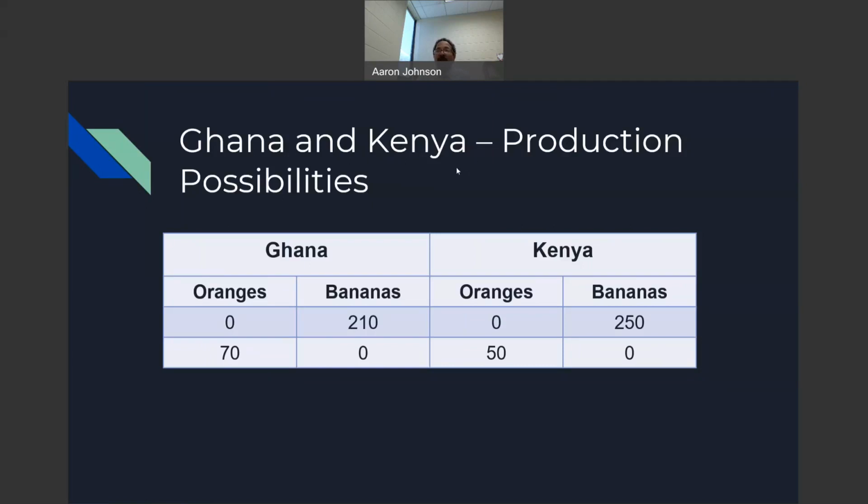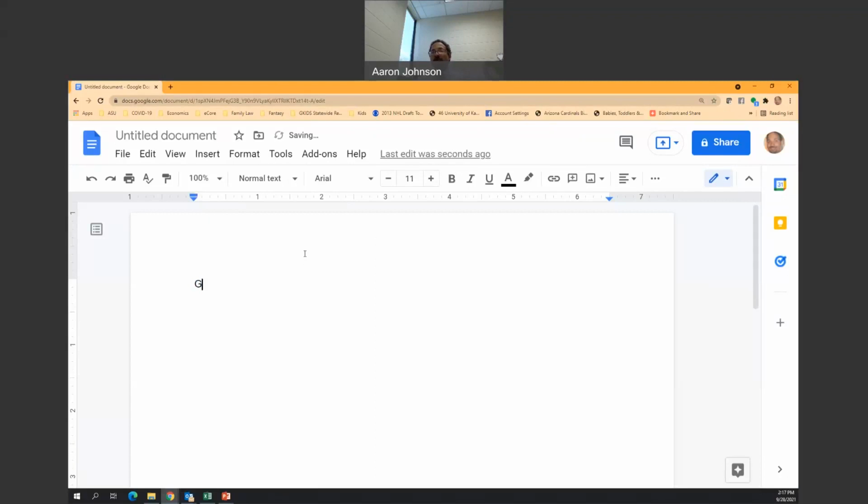What we want to do here is figure out comparative advantage. I'm going to start with Ghana, and with oranges first. From the table, we know that Ghana will produce 70 oranges, and when they produce 70 oranges, they give up 210 bananas. That's their opportunity cost for 70 oranges. However, we want to do it in terms of 1 orange, so we divide both sides by 70, and we should get 3 bananas. That means for every orange produced in Ghana, they're giving up 3 bananas in production.